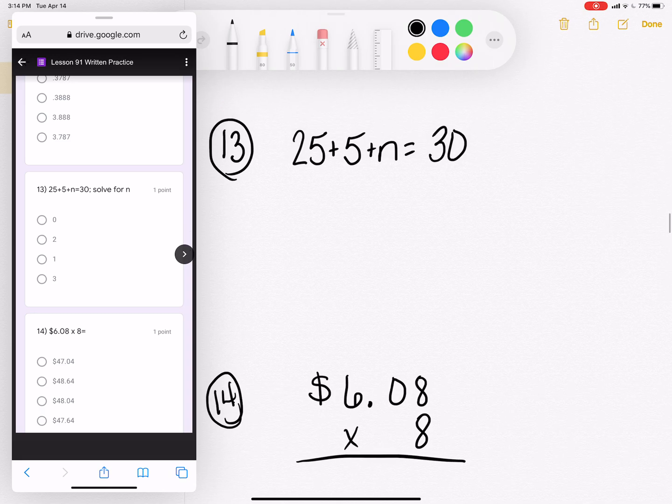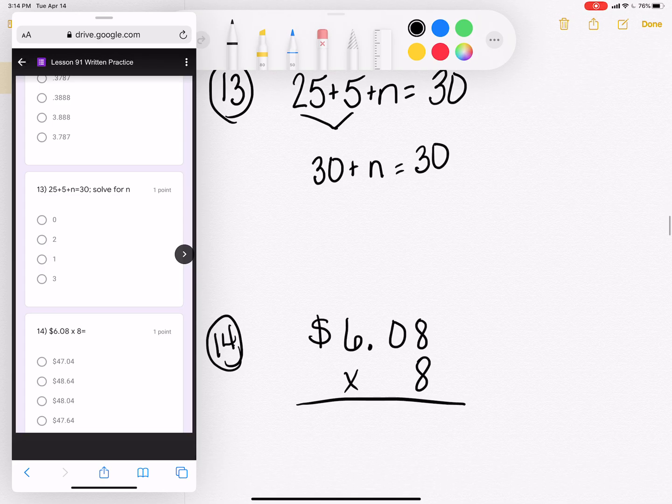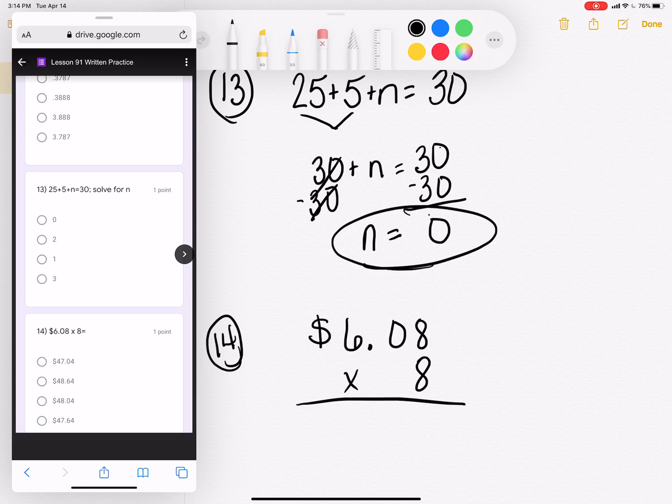Number 13, 25 plus 5 plus n is equal to 30. So let's rewrite this after we solve this part of the equation. 25 plus 5 is 30, plus n equals 30. So this one's going to be a little bit tricky. We have to isolate the variable, so subtract 30. But we know 30 minus 30 is 0. These two cancel each other out. Can n equal 0? Yes. n is equal to 0 in this problem.